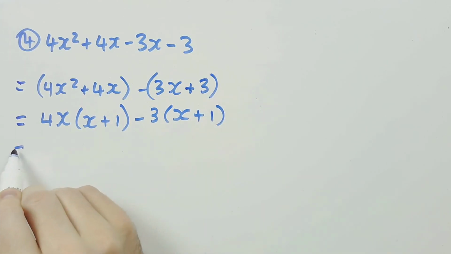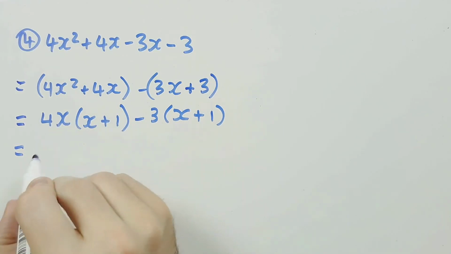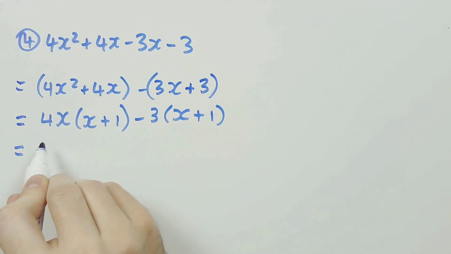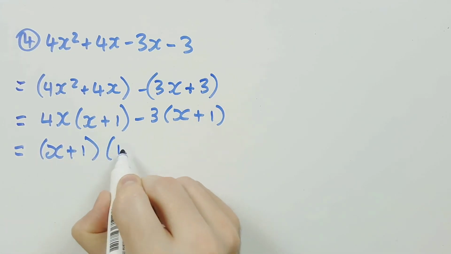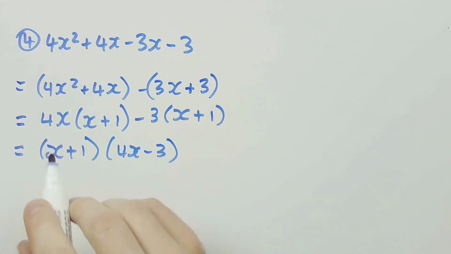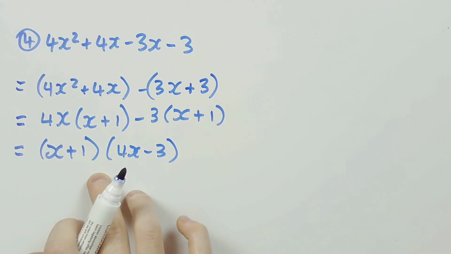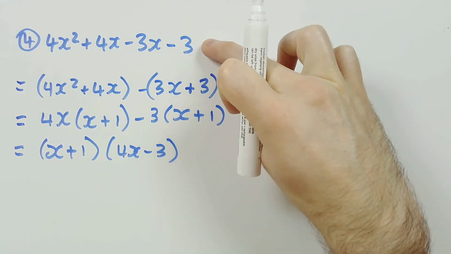And then by doing the same thing we've done previously, we've got 2 lots of x plus 1, we've got 1 in each term. So pulling that out, x plus 1 leaves us with 4x minus 3. And that's it. That's the factorising by grouping pairs. That's the factorisation of this equation here.